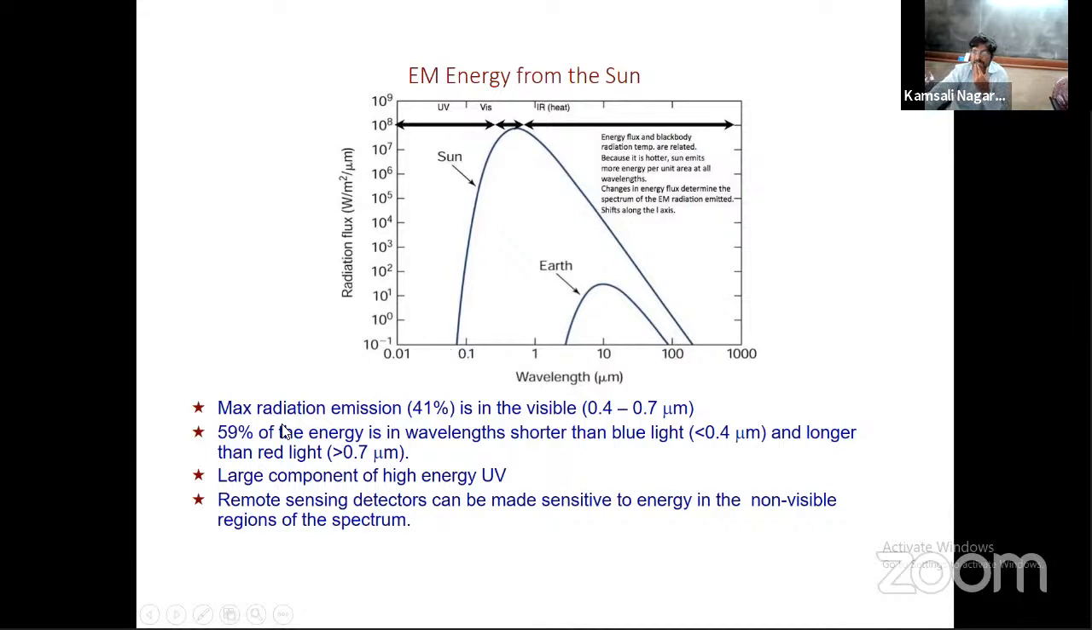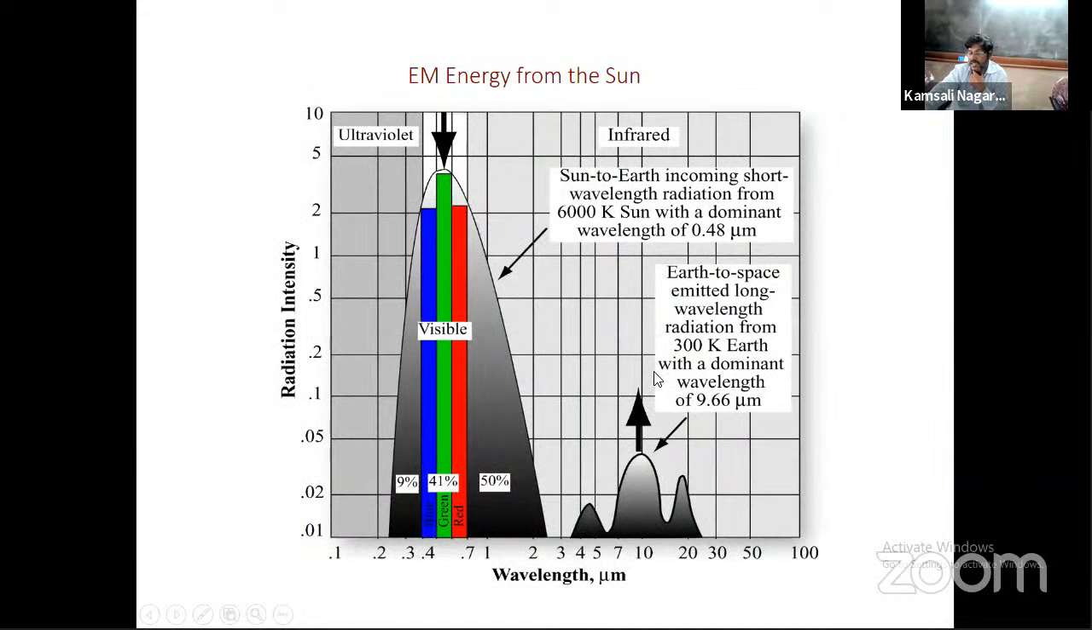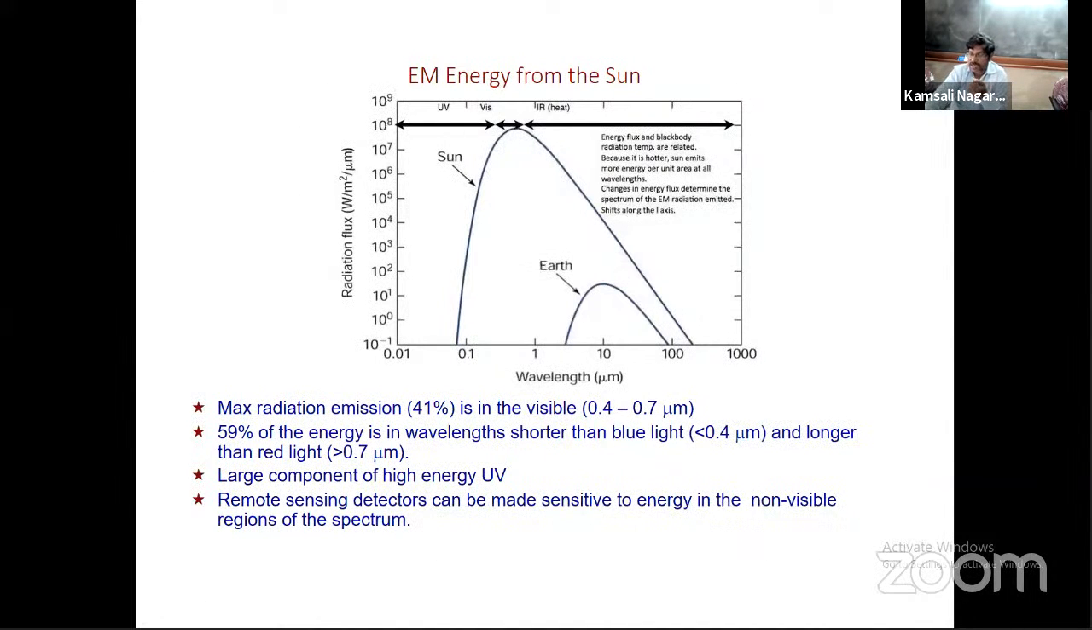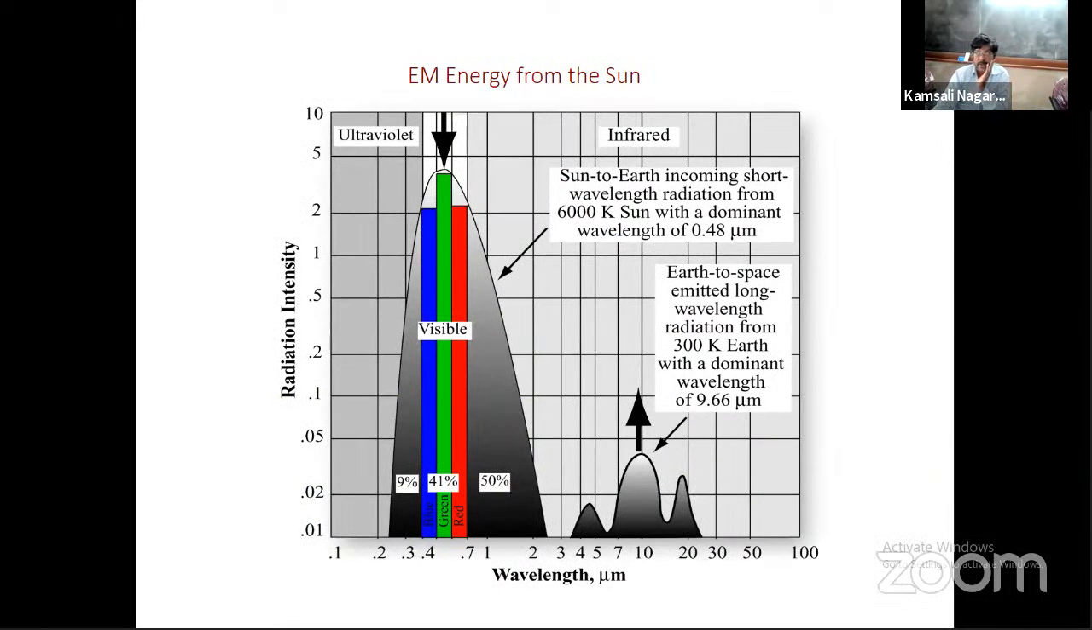Maximum radiation emission, almost 41%, lies in the visible, 0.4 to 0.7 micrometer, with the remaining 59% outside it, and a large component is emitted in the UV. This concept is used in remote sensing, particularly in understanding the Earth and its features from a satellite.